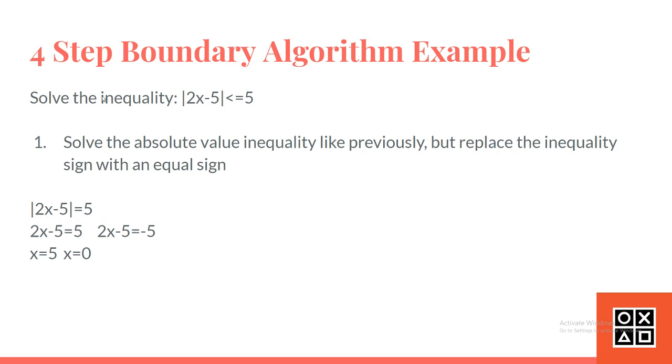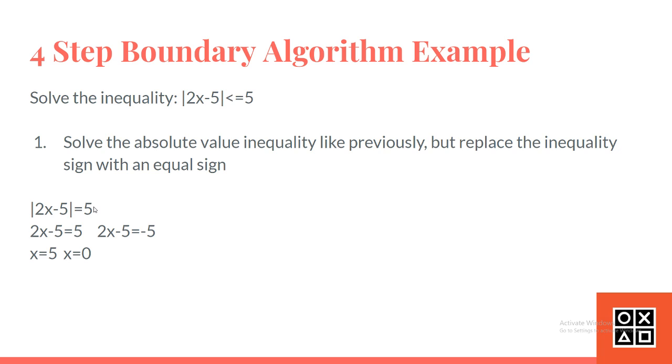So in this example, we have solved the inequality: the absolute value of 2x minus 5 is less than or equal to 5. What we did here is we didn't change anything in this equation other than take the absolute value signs off, and then right here we multiply it.